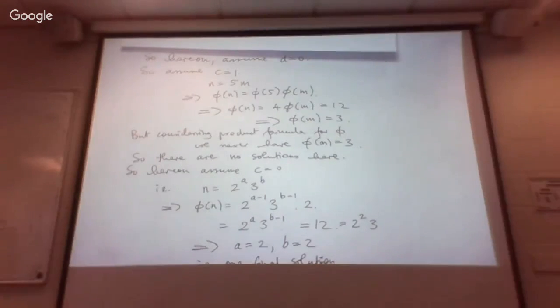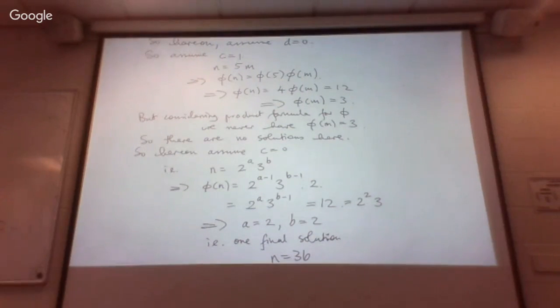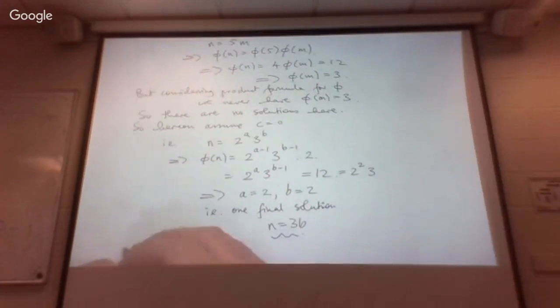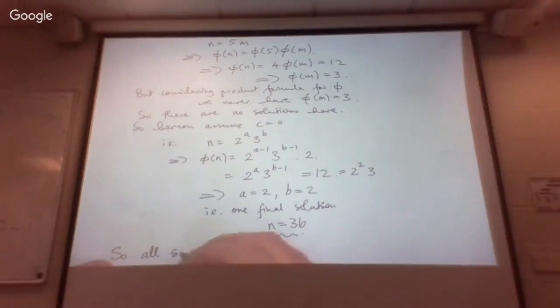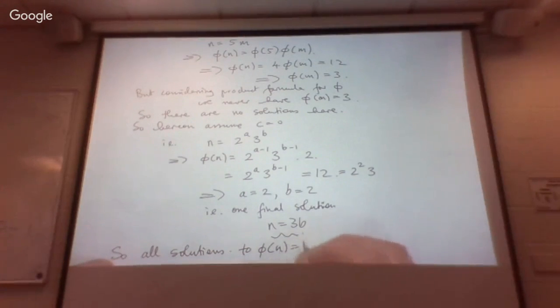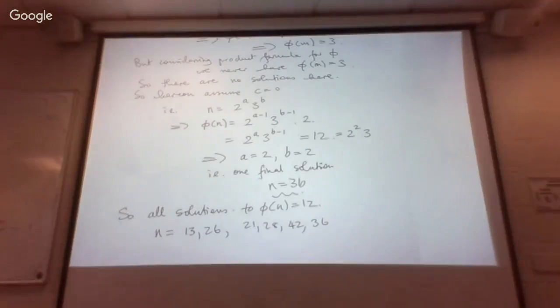Did I have 36 before? No. So all the solutions, and this is a proof now, this is a complete set of all the solutions to φ(n) equals 12. We have 13, 26, those are the first two. Then we have 21, 28, 42, nothing for 5s, and then this last one, 36. So 1, 2, 3, 4, 5, 6. Just those 6 solutions. Hopefully I haven't missed any.